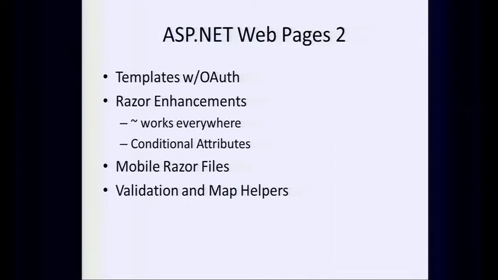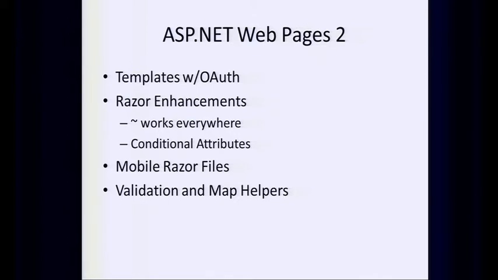I'll talk about Web Pages 2 next. What we've done in Web Pages 2 is that same OAuth feature I was talking about. It's gone through everything, so it's in Web Pages 2. Razor, I mentioned this already. We've got the tilde slash that works everywhere, and we have a new feature called conditional attributes that makes some scenarios much smaller to write. Something I'm excited to talk about is we actually added support for mobile CSHTML files to Razor.